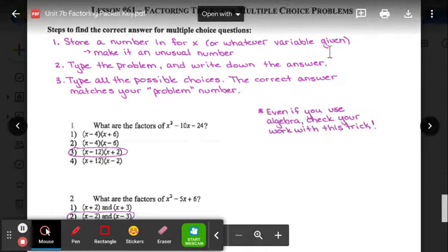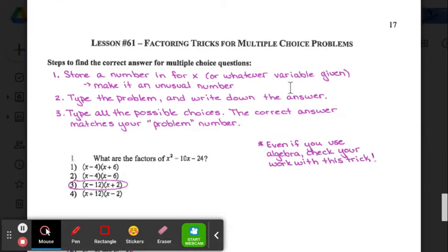So today we're doing lesson 61. It is the last lesson in this packet, and we're working on calculator tricks. You can use these for multiple choice questions. You can see that I have steps here.